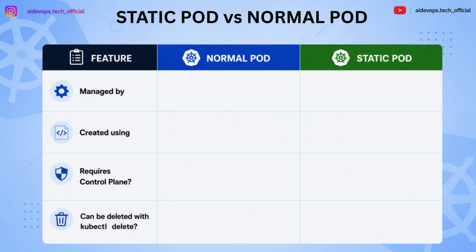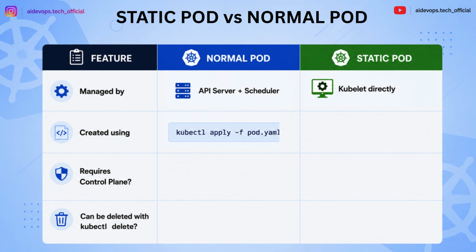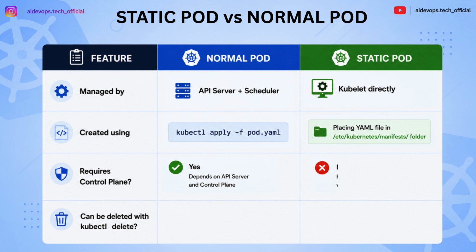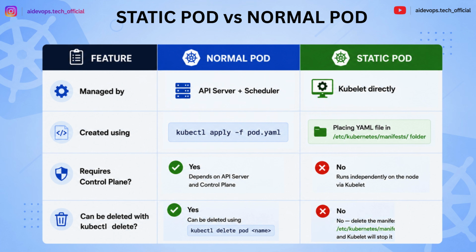Let's quickly compare the static pod and the normal pod. Normal pods are managed by the API server and scheduler, while static pods are managed directly by the kubelet. Normal pods are created using kubectl apply, whereas static pods are created by placing a YAML file on the node. Normal pods require the Kubernetes control plane, but static pods run without it. Normal pods can be deleted with kubectl delete, while static pods are removed by deleting their manifest file from the node. One important thing: static pods do appear in kubectl get pod, but they are read-only, and to delete a static pod, you must delete the YAML file from the node.